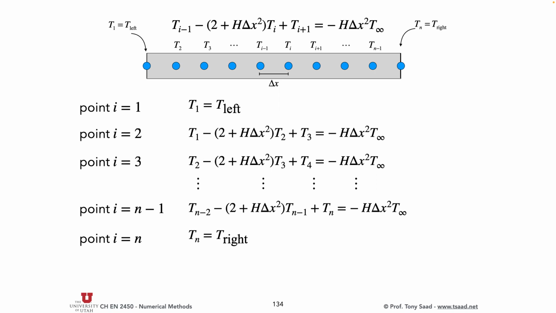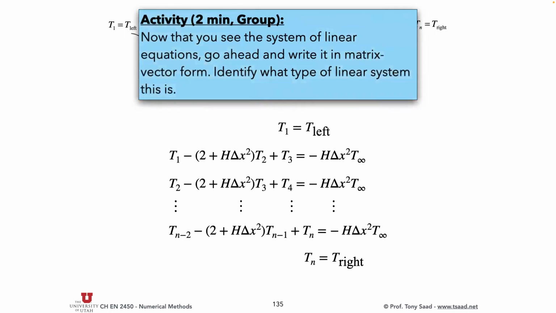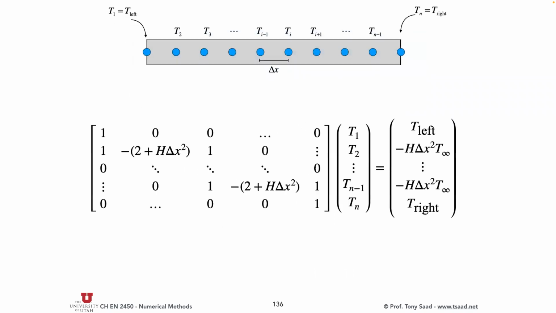They're all linear, right? So when you put it this way, now you can just convert it into a system of equations. The first equation is T1 equal T left, so that's 1, all zeros, T1 equal T left. The second equation is T1 minus coefficient T2 plus T3 equal minus h delta x squared over k. And that continues all the way to the last point. We did this in January, but now you know how we obtained it.